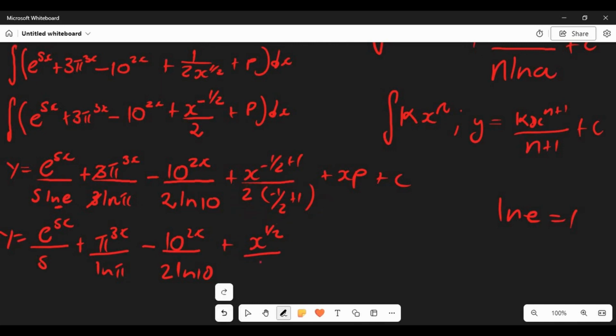So basically you're gonna be divided by 1. Even if you don't write it, it's still fine, guys. Plus xp plus c. So this is actually our final answer. I hope you guys managed to understand this. It was not that difficult. It needed you guys to know the integral of the different functions that are given to you here.